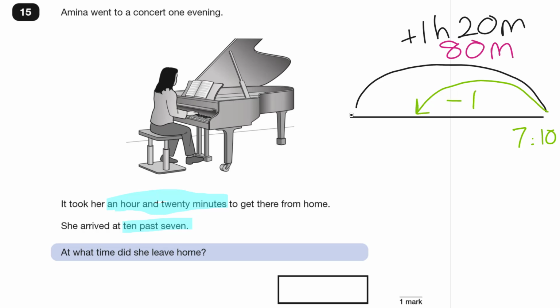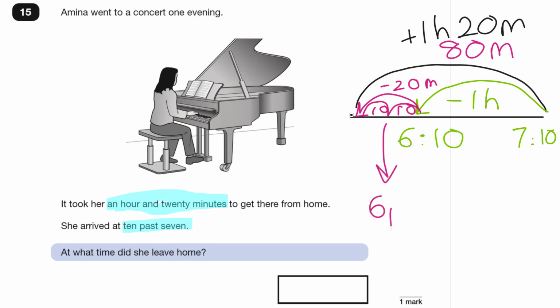Let's take away 1 hour. If I take away 1 hour, I know that's going to be 6:10. And if I now take away the 20 minutes, and even if you're stuck on 20 minutes, you could take that away in 2 jumps of 10. So we could do 10 and 10. If I took 10 minutes away, I'm going to write this down here, that would get me to 6 p.m. And then from 6 p.m., if I take another 10 minutes away, that is 5:50.